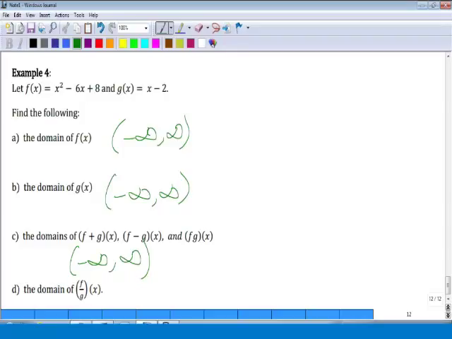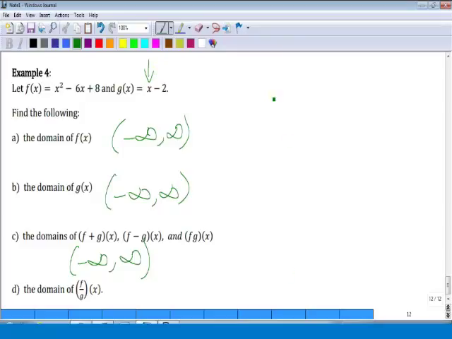The only real challenge here is the D part, where we take the set of all real numbers and ask, is there one or more of them that makes g of x equal to 0? And there's one. What number can you substitute for x, subtract 2, and get 0? 2. So 2 is bad.